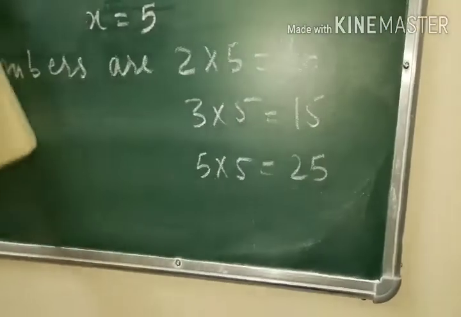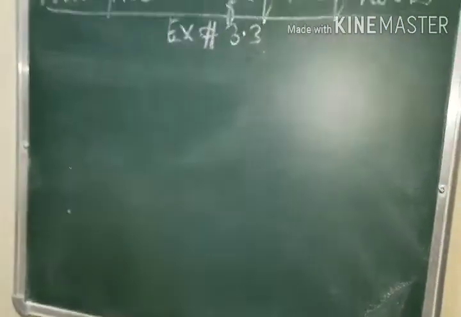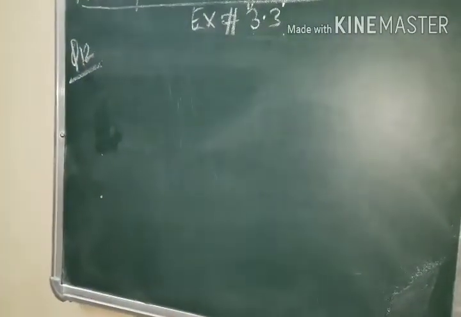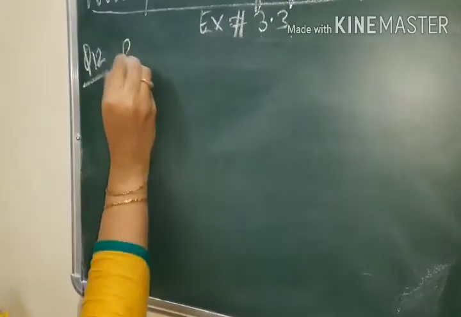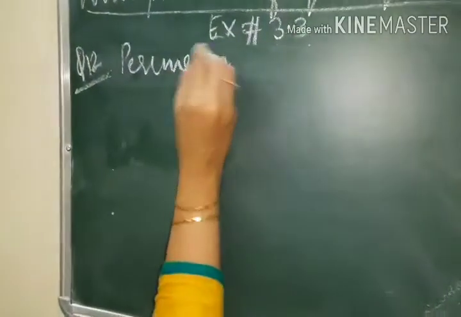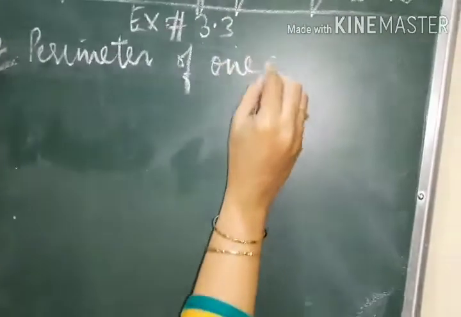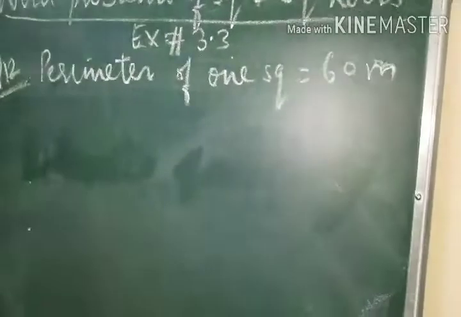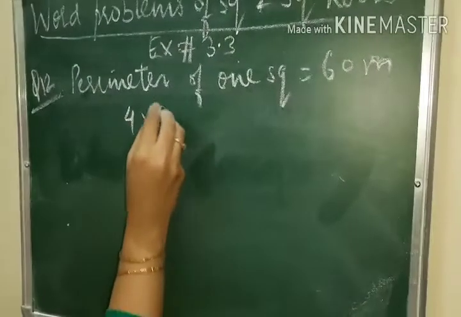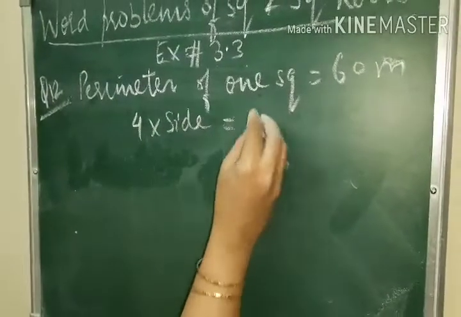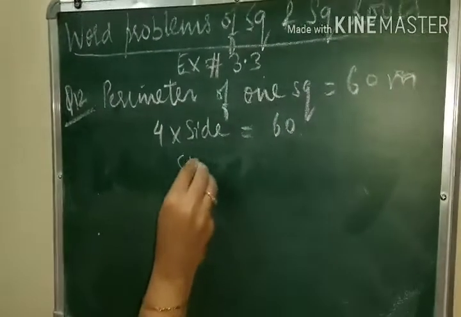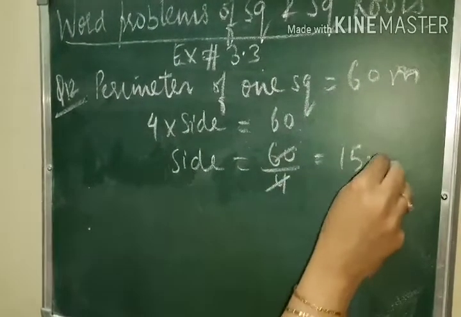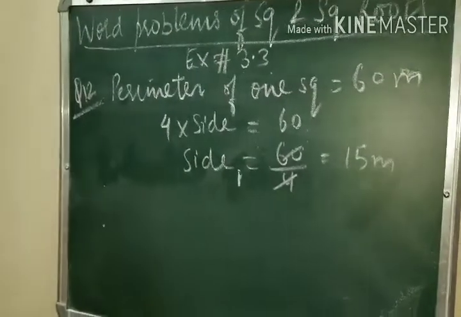Let's have the last question of the exercise now. Question number 12. Last question. The perimeters of two squares are 60 and 144. The perimeter of one square is given 60 meters. What is the formula for perimeter? Perimeter of a square is 4 into side. It will be 60. So from here side is, you will take 4 to the denominator, side is 15 meters. Right? Side 1 is 15 meters, side for the first square.